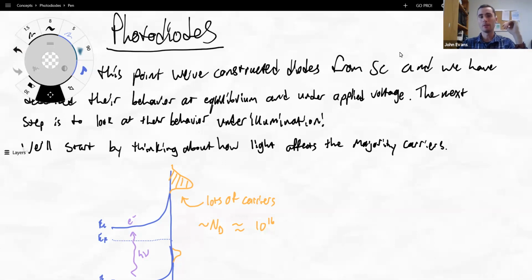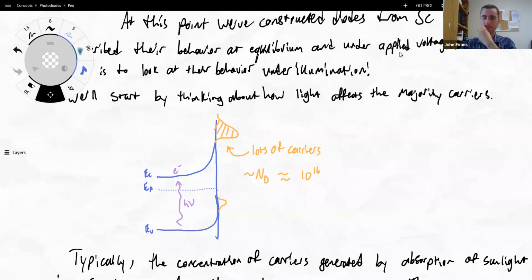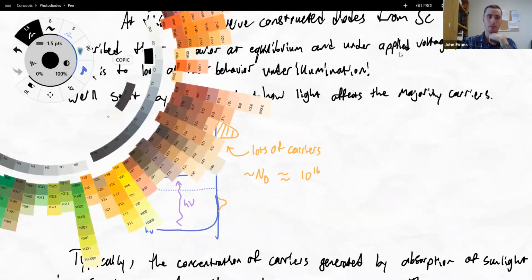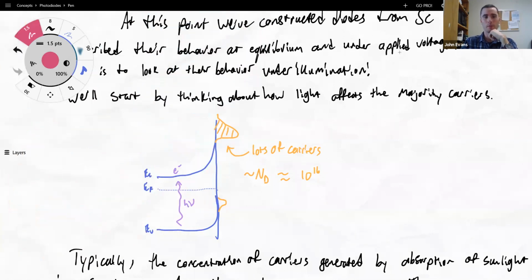So let's think about how light would affect the majority carriers. I'm going to work with an N-type, but like always, P-types are just the reverse of this. So we have our band bending diagram. We have a junction, and we're going to have a beam of light come in. We have a photon come in, and we take an electron and promote it up from the valence band to the conduction band.